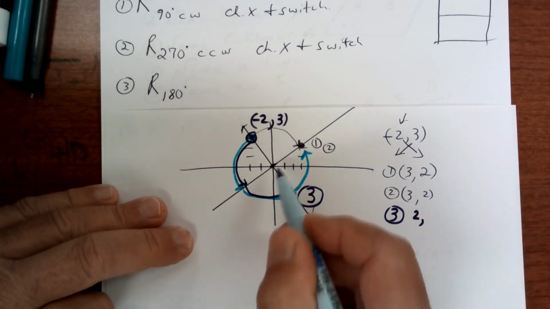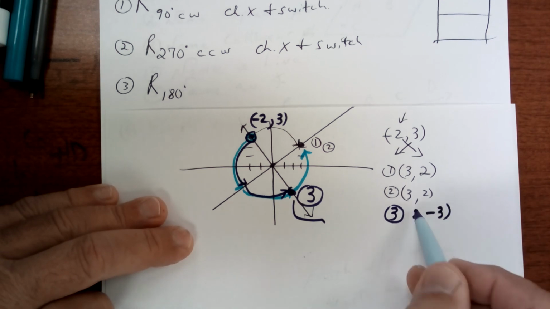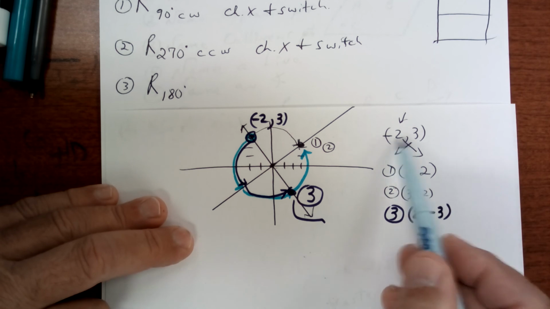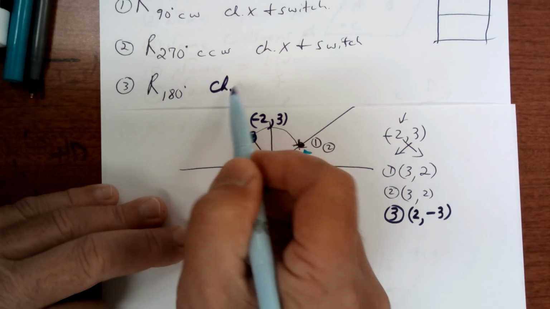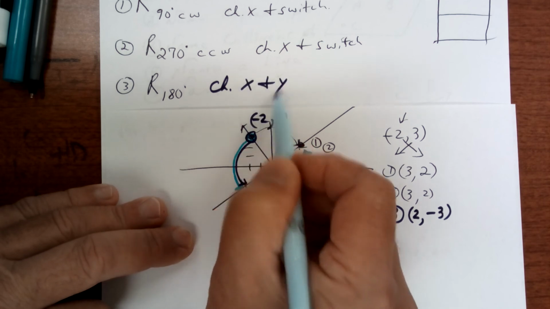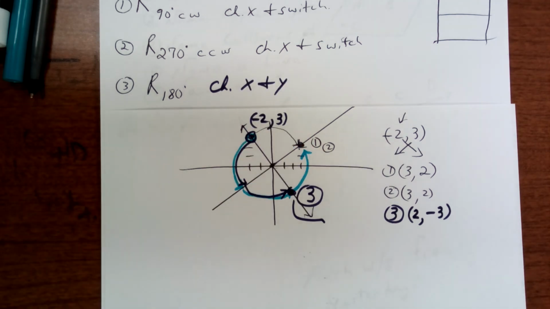And so my new point here, the number 3, I'm going to say is +2, but down 3. So what did I do with the original? It looks like I changed. I didn't switch it. So for this rule, you just change X and Y. You don't switch. There it is. So I did all the rules of rotation using this right here.